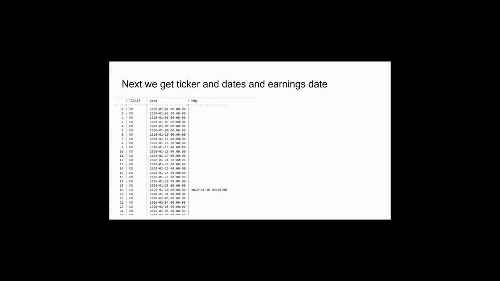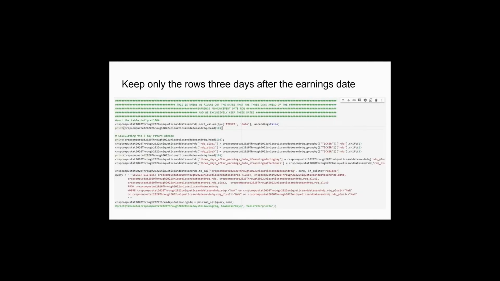And the reason we want that is so that we can then use the 3 days after each earnings announcement to calculate the 3-day return after the earnings announcement. So that's why we structure CRISP on the left, CompuStat earnings announcement on the right, so we can capture these 3 days after the earnings announcement. Okay, so now we want to keep only the rows 3 days after the earnings date.